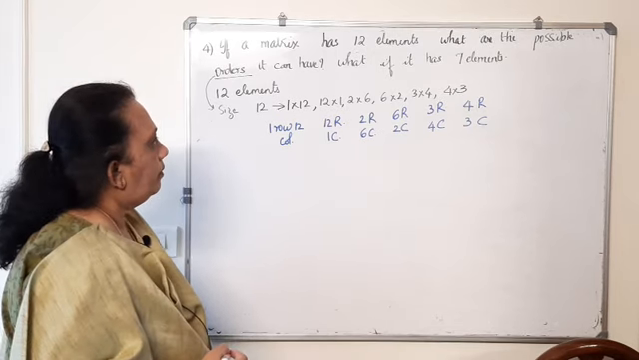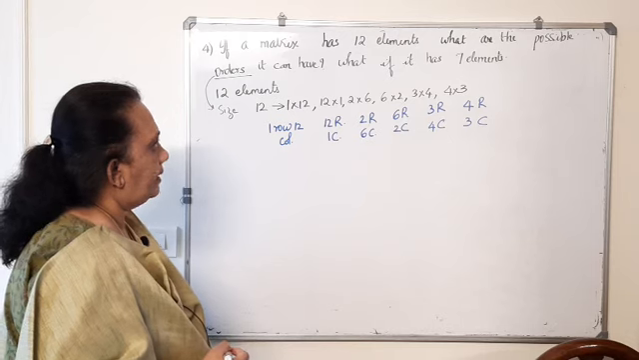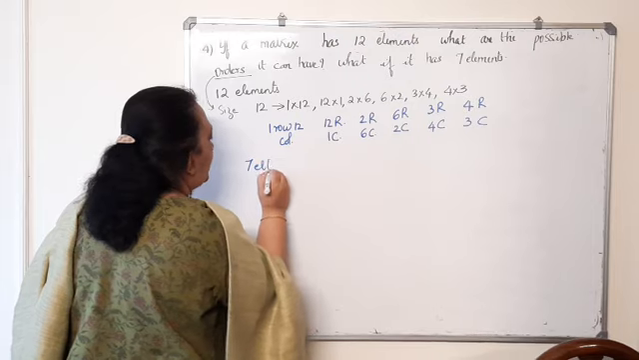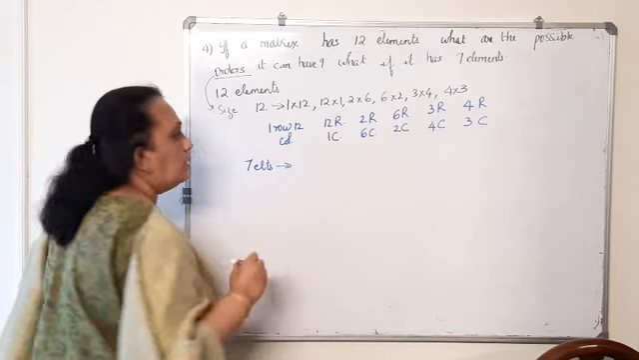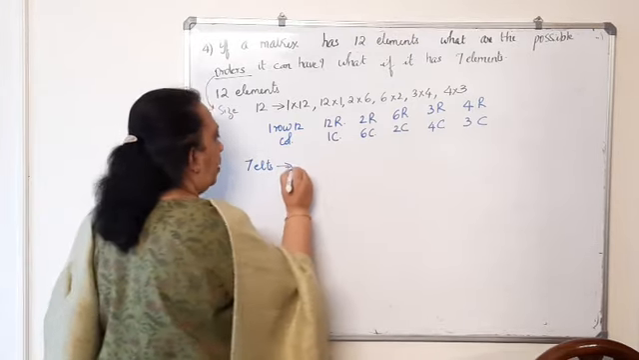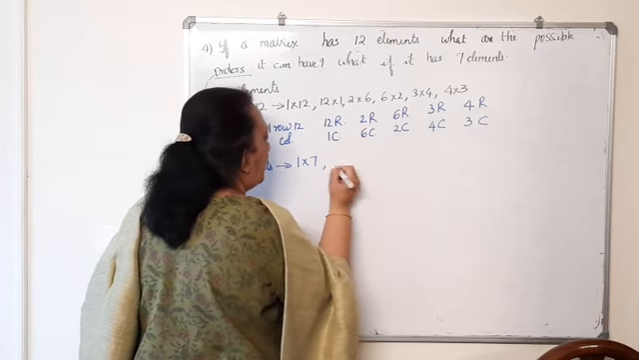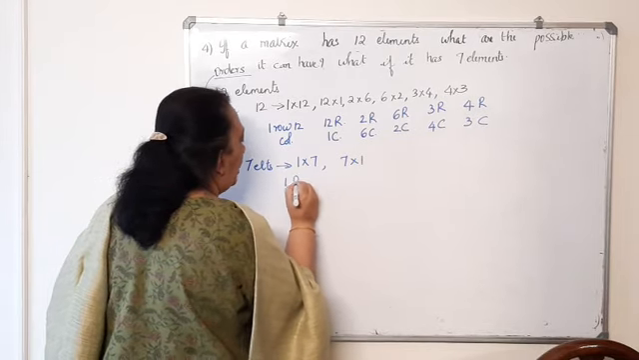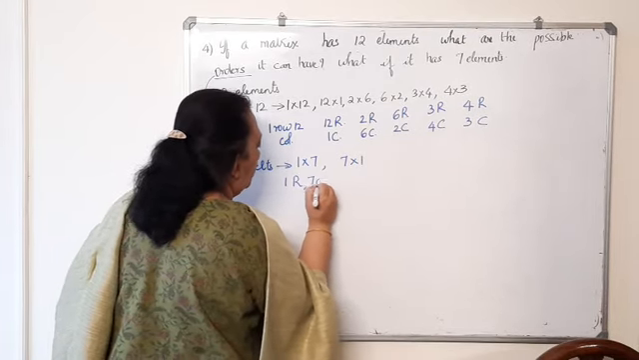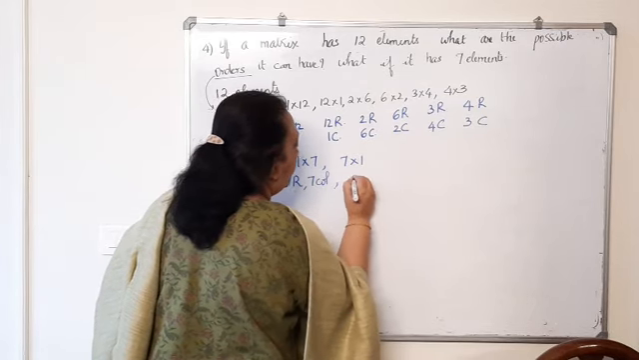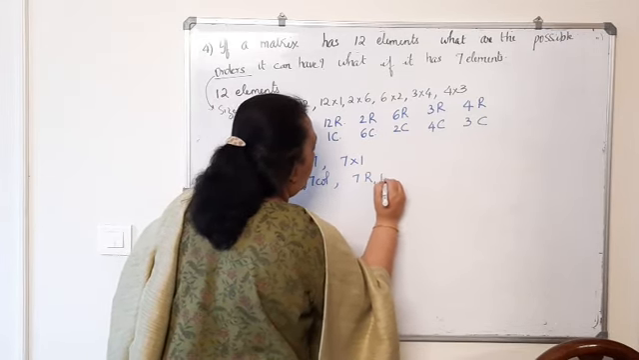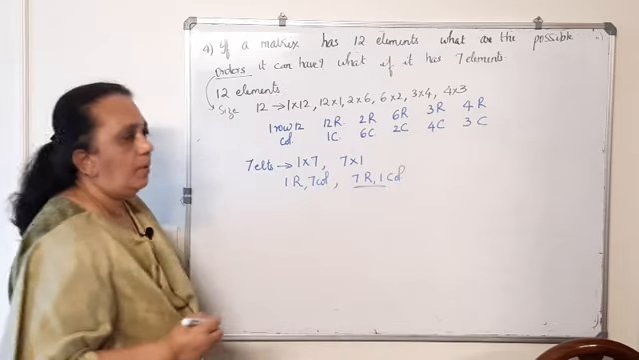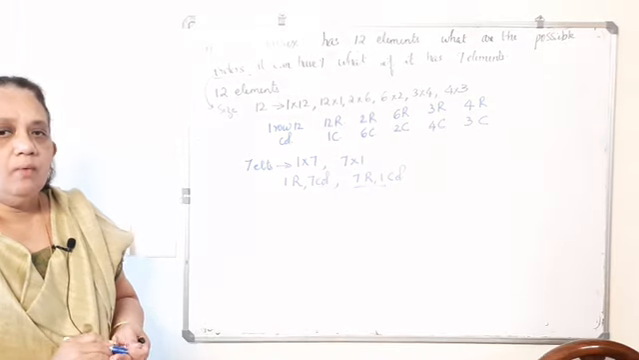Now, one more question, it is connected. What if it has 7 elements? If the matrix has 7 elements, what are the possible orders it can have? The possible orders are 1 by 7 or 7 by 1. 1 by 7 means 1 row and 7 columns. Here it can be 7 rows and 1 column. These types of questions are important for the exam. You can get this as a 1 mark question.